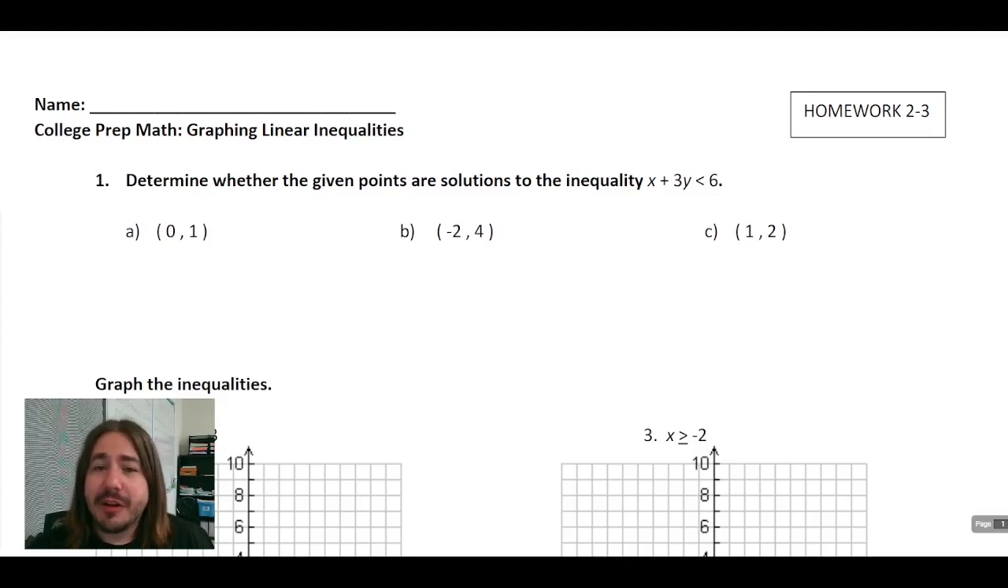Hey y'all, welcome back. Tonight's homework is all about graphing linear inequalities, so let's go ahead and get started. Number 1 says determine whether the points are solutions to the inequality.